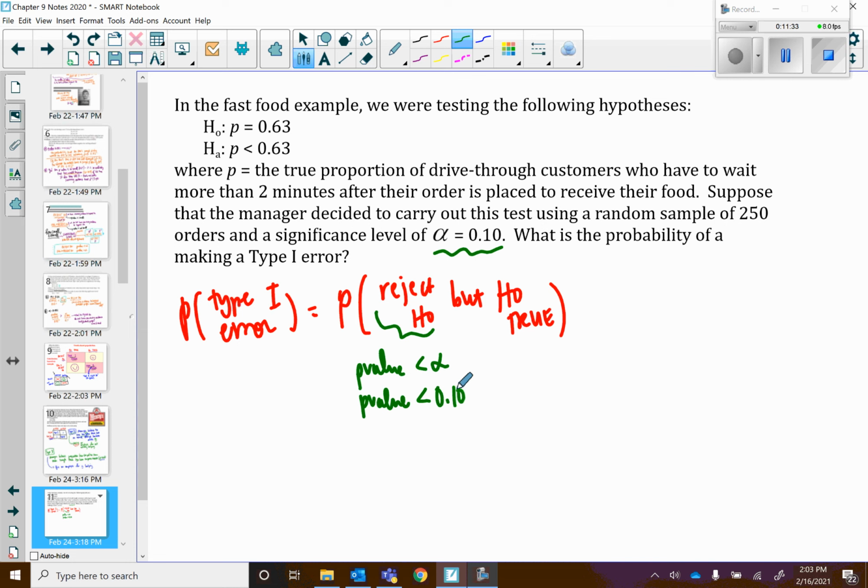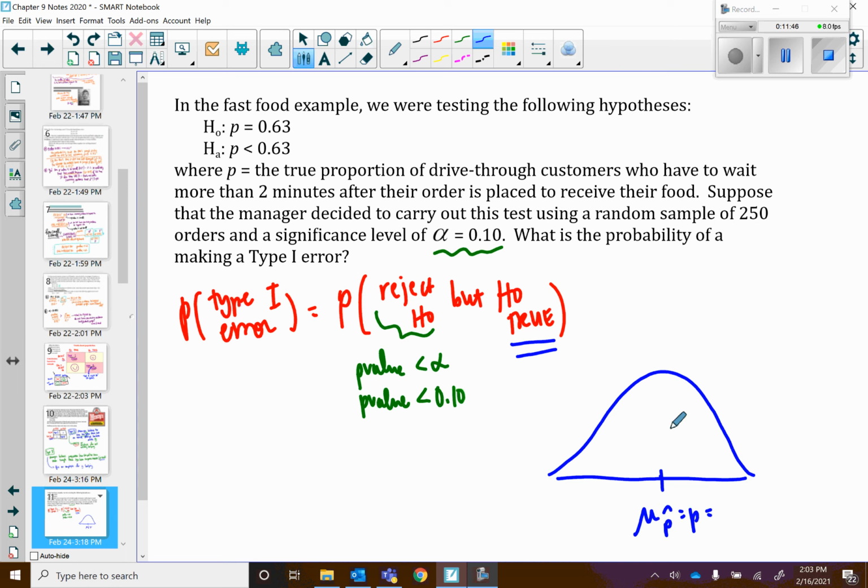Okay, now let's consider the second piece. Our null hypothesis is true. So let's look at this distribution. If the null hypothesis is true, I know the mean of all of my p-hats is equal to p, and because our null hypothesis is true, I know it's 0.63. In this distribution are all my possible statistics. And I know that I am going to reject the null hypothesis when my p-value is less than 0.1.